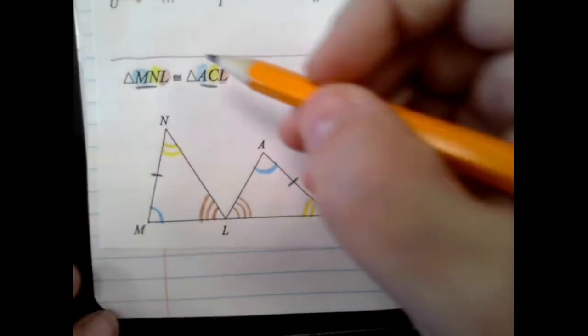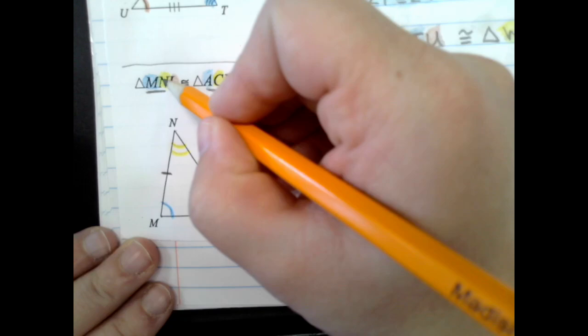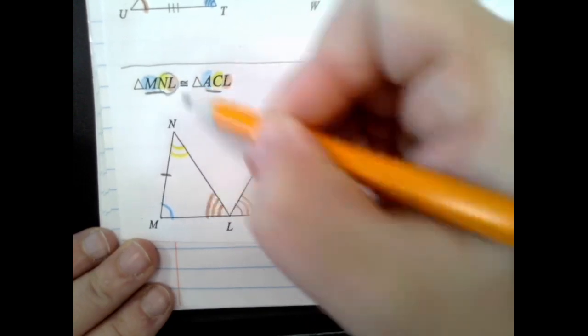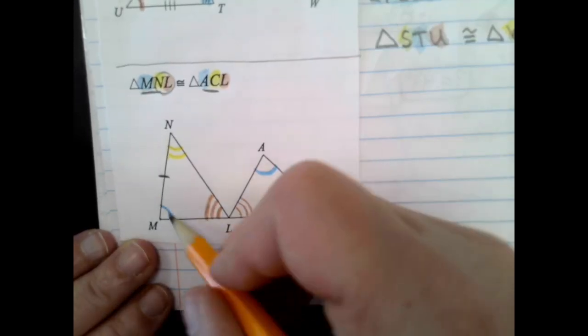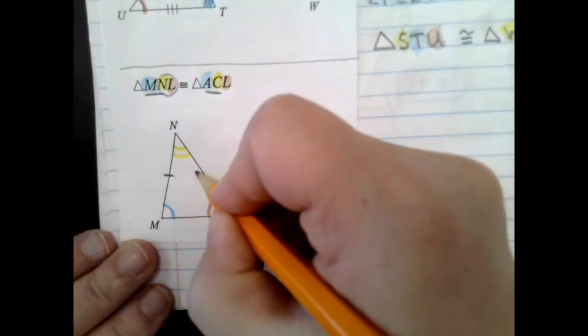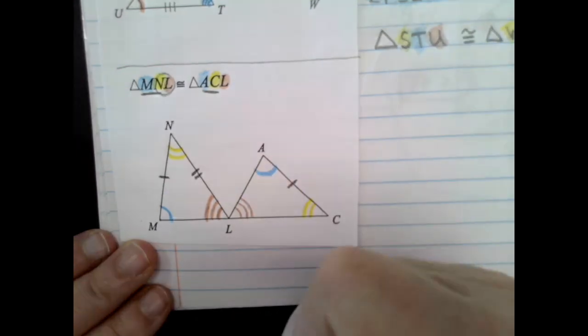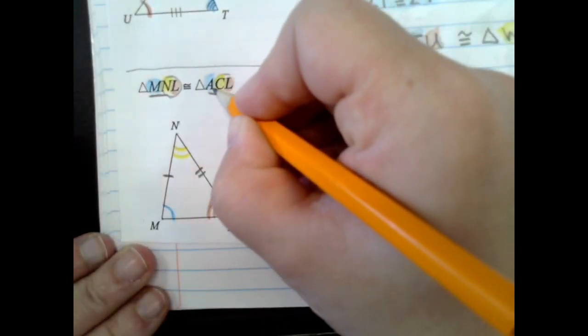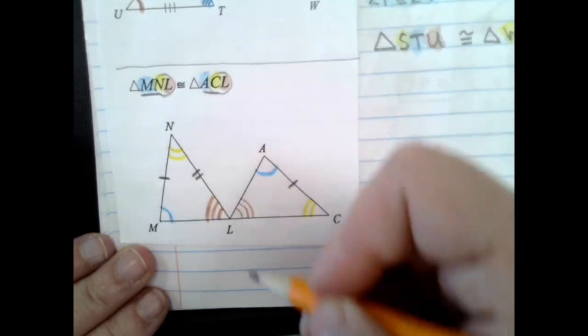Okay, then the other 2 sides touching is N to L. So I like to do a light circle there. N to L, 2 tick marks, is going to go with C to L.